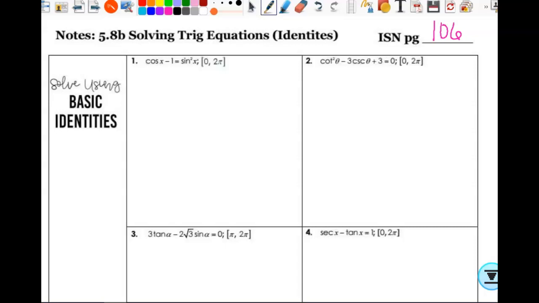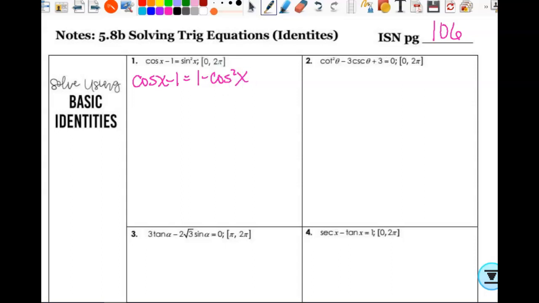But I can either change it all to sine or all to cosine. And if I can change anything, the easiest thing to change would be the squared ones, because I would have something on my Pythagorean identities that I could use. So looking at your Pythagorean identities, what could I substitute for sine squared? 1 minus cosine squared. Very good. So we'll have cosine of x minus 1 equals 1 minus cosine squared x. Okay.